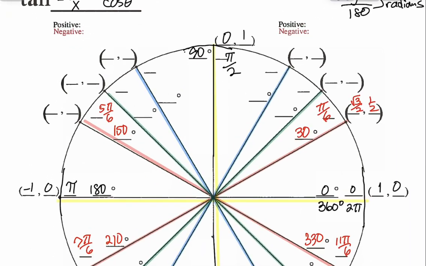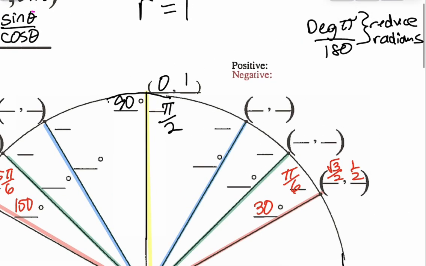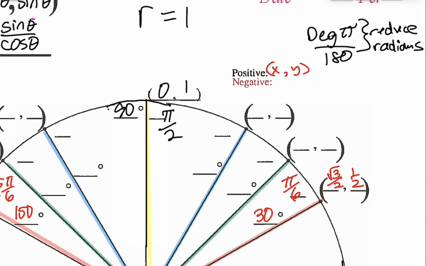Now we're going to put those same values everywhere. But remember, here, the x and the y are both positive. So that means your sine and cosine are both positive in that region. So that means the positive stuff are the sine, the cosine, and the tangent.